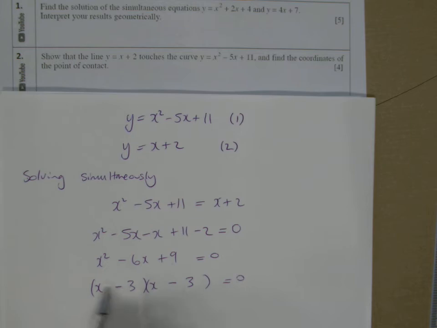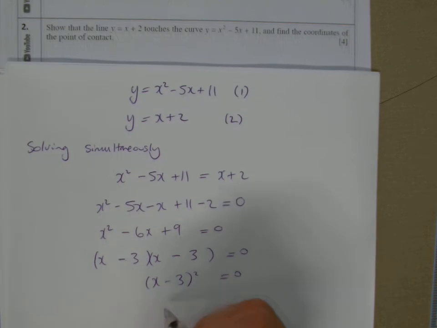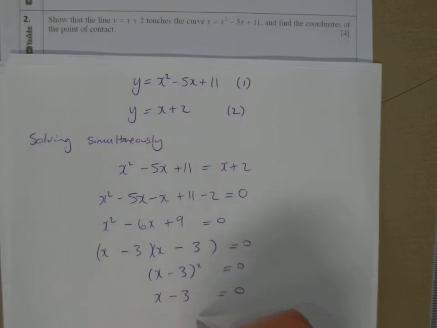Now you'll notice, because they're the same bracket, we could write this as x minus 3 all squared equals 0. If you've got x minus 3 all squared is 0, that means x minus 3 must also equal 0. You've just got one bracket in this case equal to 0, so you've got one result, x equals 3.